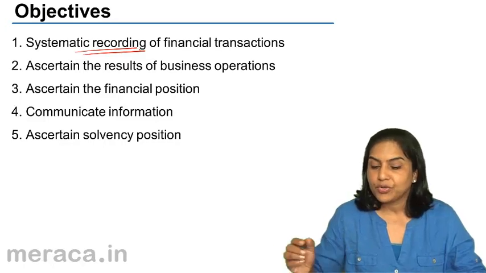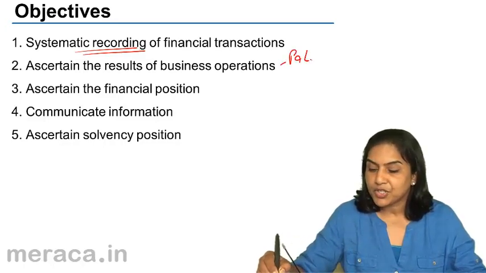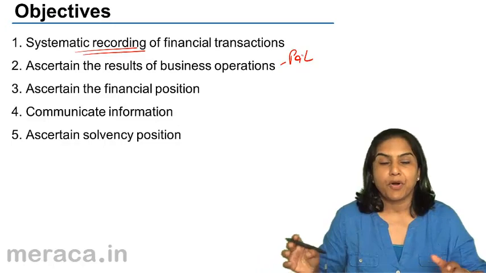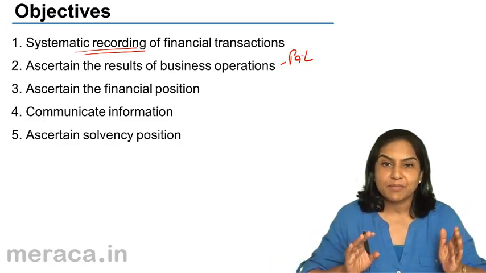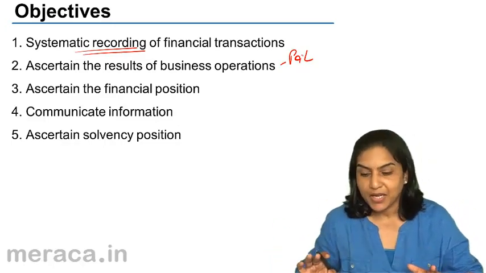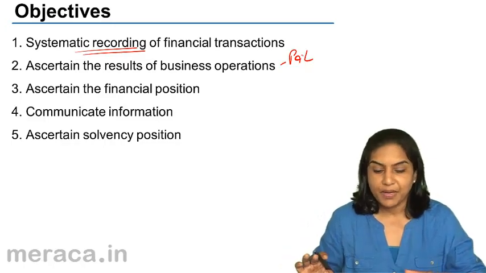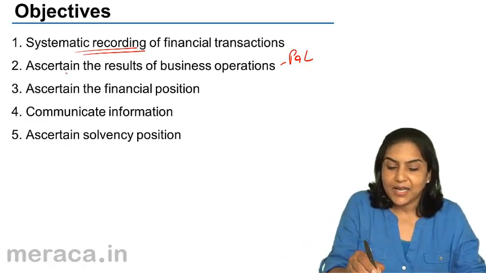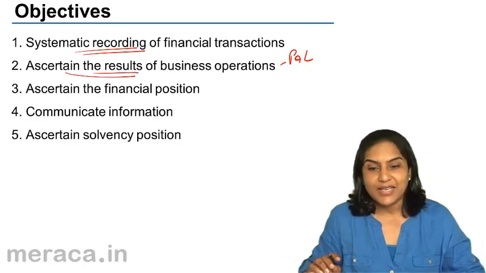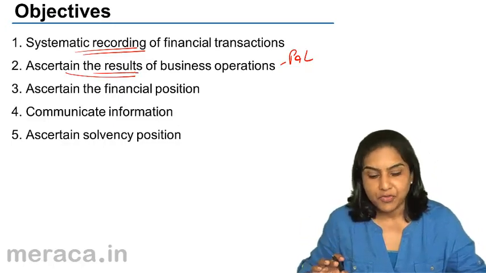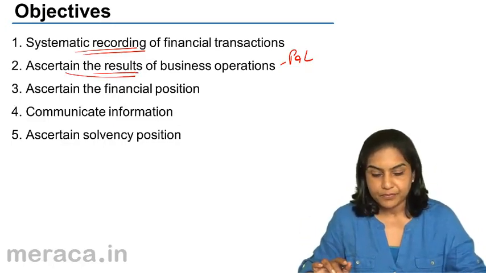We need to know the results of the business operations. We need to know profit or loss, which segments make profit, which segments are making losses, why the losses are being made, etc. So basically, accounting helps us to ascertain the results of the business operation.